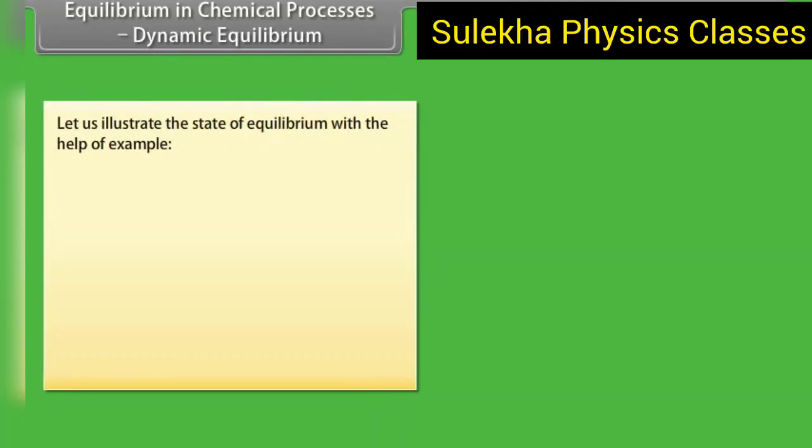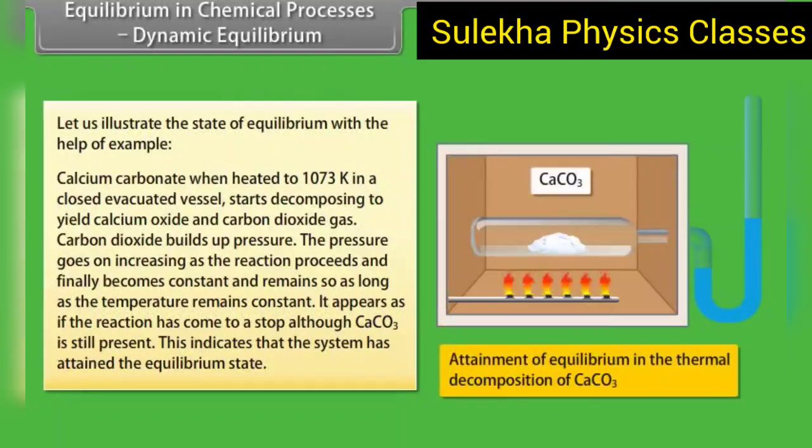Let us illustrate the state of equilibrium with the help of an example. Calcium carbonate, when heated to 1073 Kelvin in a closed evacuated vessel, starts decomposing to yield calcium oxide and carbon dioxide gas. Carbon dioxide builds up pressure. The pressure goes on increasing as the reaction proceeds and finally becomes constant and remains so long as the temperature remains constant. It appears as if the reaction has come to a stop, although CaCO3, calcium carbonate, is still present. This indicates that the system has attained the equilibrium state.